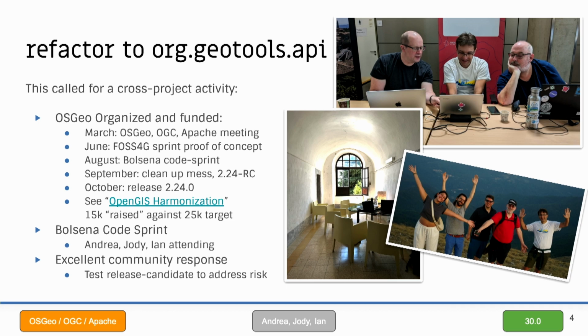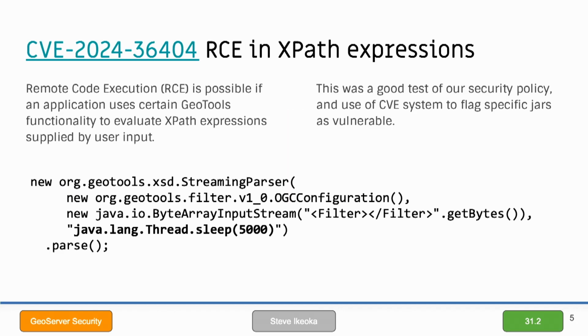One recent change we've done is we've had to refactor our library due to some legal challenges from OGC. We had to rename our packages from Org OpenGIS to Org GeoTools API. So we did that with some funding from OSGeo back in GeoTools 3.0. So if you haven't updated for a while, you've got some imports to change.